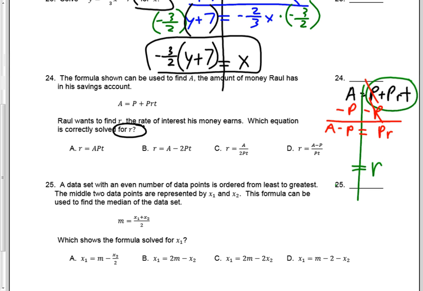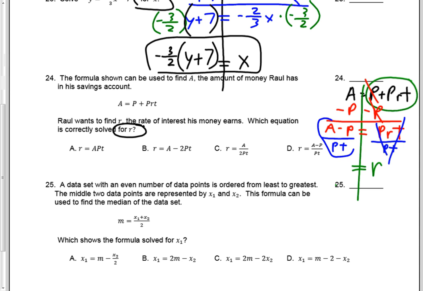We're almost there. R is not yet alone. How do you get rid of things that are next to something? Divide. I don't have to do it one at a time. I can do it all at once. Oh, you can? Divide by P, what else? And T. Divide by P and T. That goes away. That goes away.